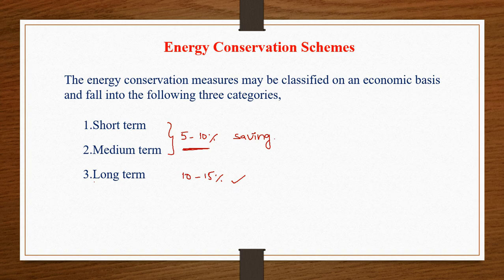And for short-term, there is no need of any investment. Investment is not required, so no need to invest any money. And in case of medium term, a low cost modification or low cost investment will be there in the medium term measure. Then it can save another 5 to 10% in the annual electricity bill or annual energy consumption. So let's see one by one.